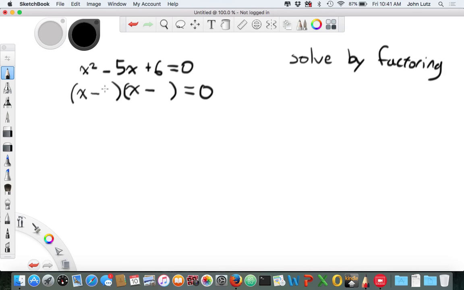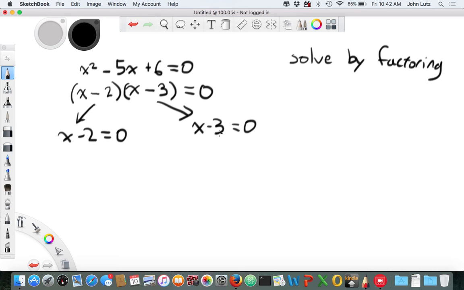Ding, ding, ding, you're right. It's negative 2 and negative 3, because negative 2 plus negative 3 is negative 5 and negative 2 times negative 3 is positive 6. So I've got x minus 2 times x minus 3 equals 0. And then we can just finish this off. x minus 2 equals 0. Why would that equal 0? Because if this equals 0, then 0 times this equals 0, right? Or x minus 3 equals 0 for the same reason. If this is 0, then 0 times this will equal 0. Hope everybody's getting that.